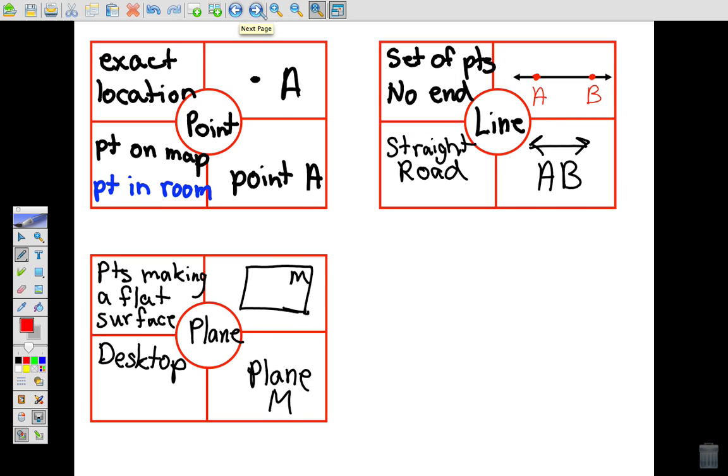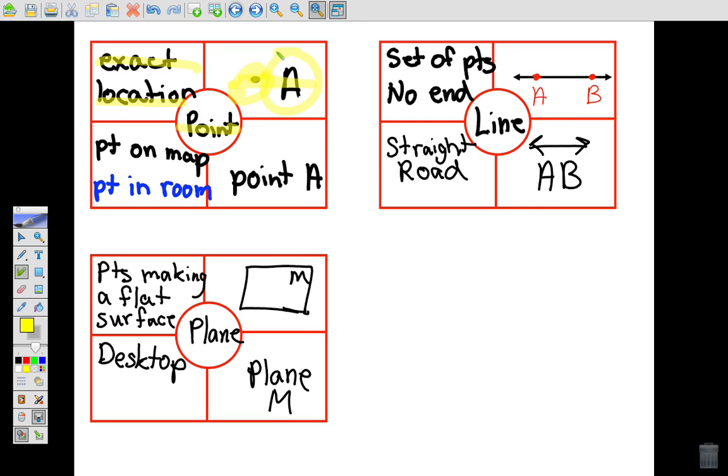Now in the top left box, we're going to take the object of what we call a point. A point is simply an exact location. Here would be a picture of a point. Notice that I have the dot, and then I have an A next to it, saying, hey, this is point A. When we label a point, you always use a capital letter. So notice that the A is capitalized.